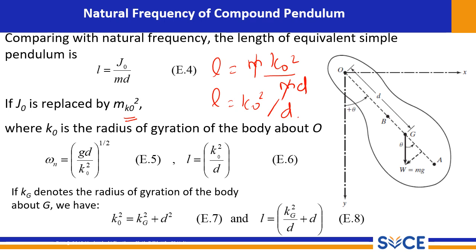The equation shows that the square of the radius of gyration about the pivot point is equal to the square of the radius of gyration about the center of mass plus the square of the distance between them. This can be substituted in equation 6.6 such that L can be rewritten as L equals kg square plus d square, divided by d. So d will get cancelled in part, and we will eventually get L equals kg square by d plus d.